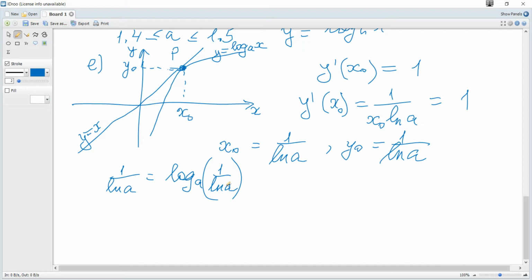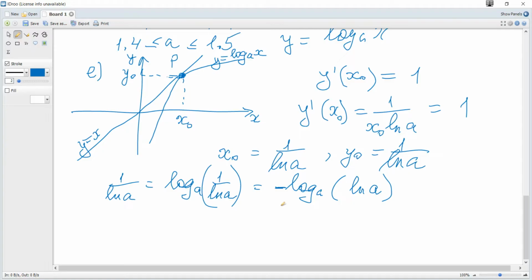First of all, you can see that 1 over ln a is ln a to the power of negative 1, so it's log a of ln a to the power of negative 1. We can just flip this fraction, and we know that this power goes in front, so we can rewrite it as negative log to the base a of ln a. But how to get rid of this ln, how to undo this ln?